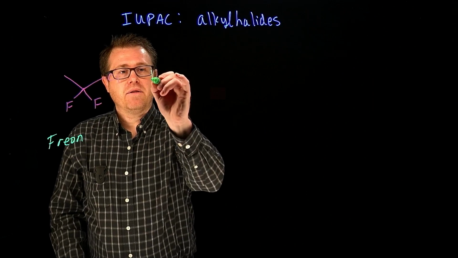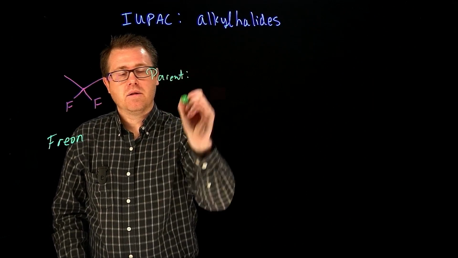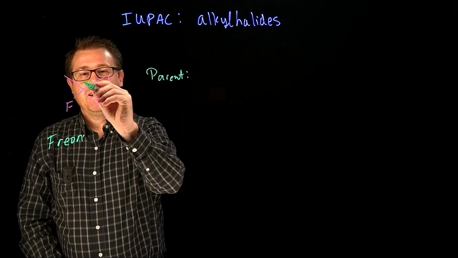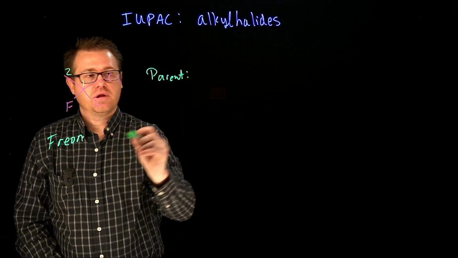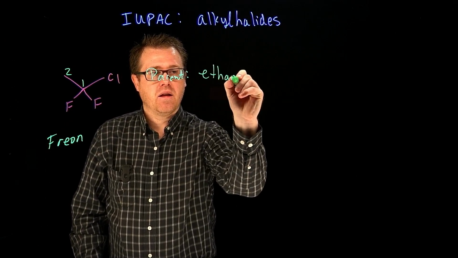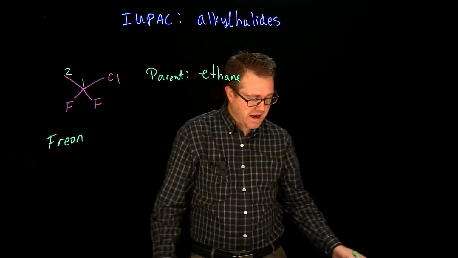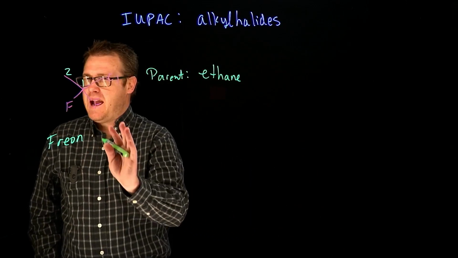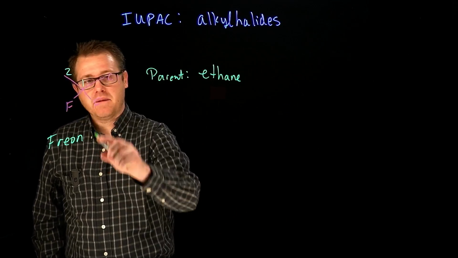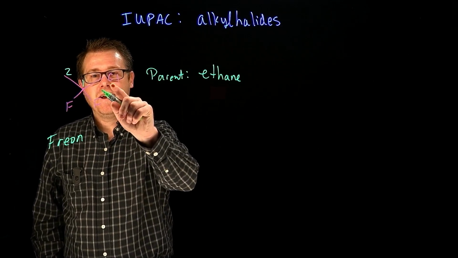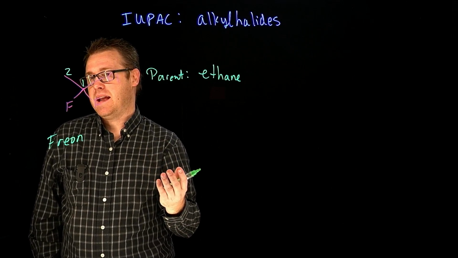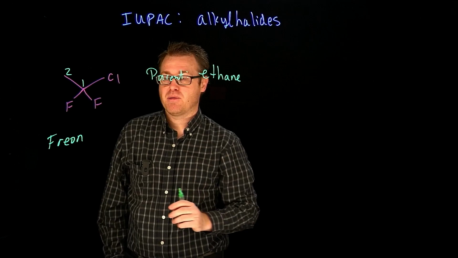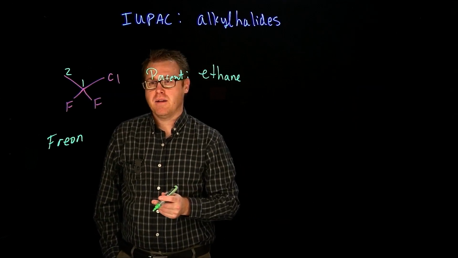So we have to first find the parent. How do we do that? Find the longest carbon chain. Now, it's 1, 2. So I know we have ethane as our longest parent chain here. But you got to be careful because sometimes people see this chlorine right here and for some reason think it's a carbon. And they go 1, 2, 3, and they think the parent name is propane. Something to be aware of.